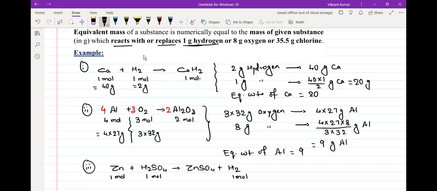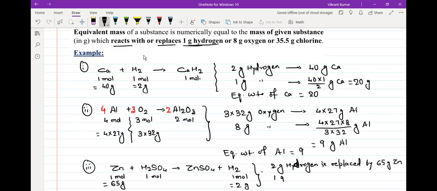This one is important. So we'll write this is 65 gram. This will be 2 gram. So this time we are saying that 2 gram hydrogen is being replaced by 65 gram zinc. You don't need to write this much in the exam; these questions also don't come now, it has become completely obsolete. And that's why we'll say 1 gram hydrogen is replaced or displaced by 65 by 2 gram zinc.